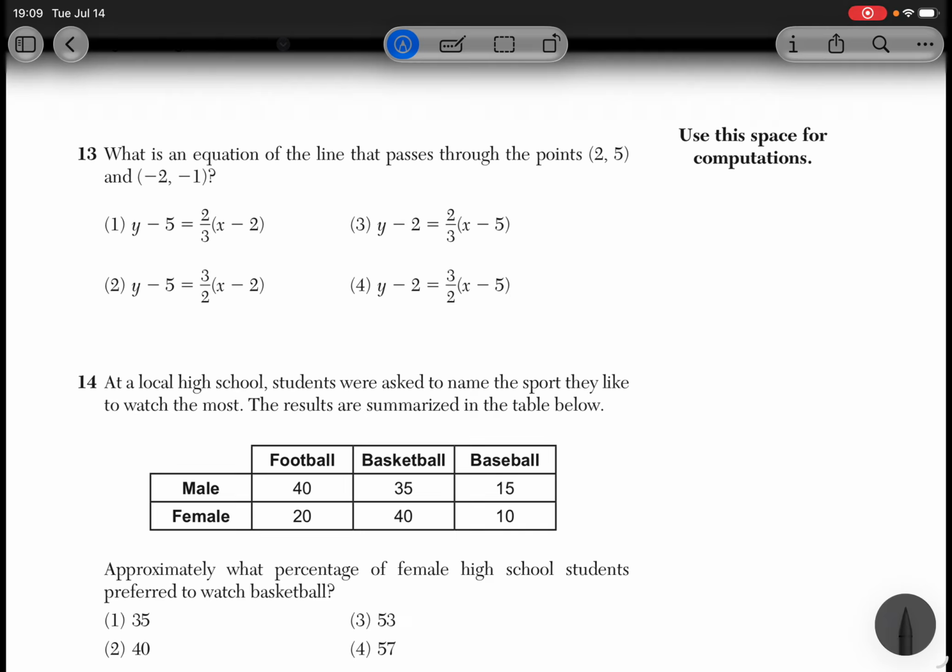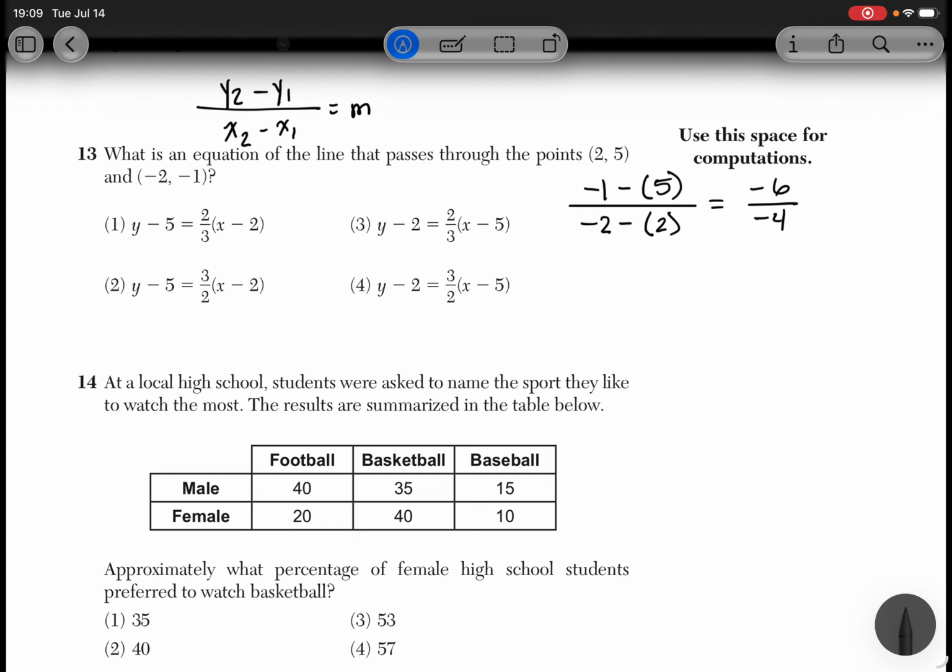But if we know that we're given 2 points, we always want to use that slope formula, which would be y2 minus y1 over x2 minus x1, and that equals m, which is our slope. So we have y2, which is -1, minus y1, which is 5, all over x2, which is -2, minus 2, x1. That simplifies to -1 minus 5, which is -6, and then -2 minus 2, which is -4.